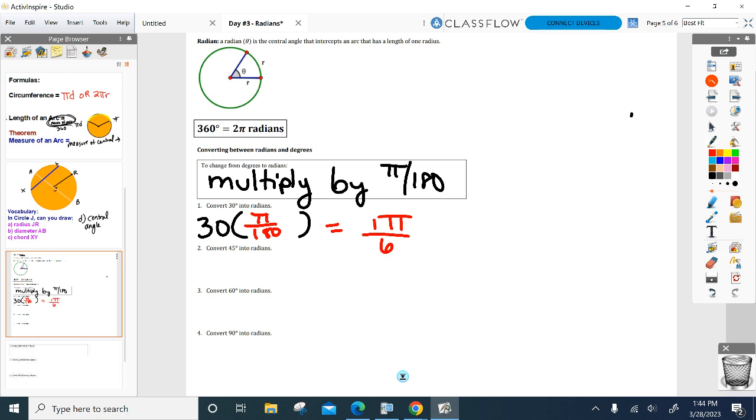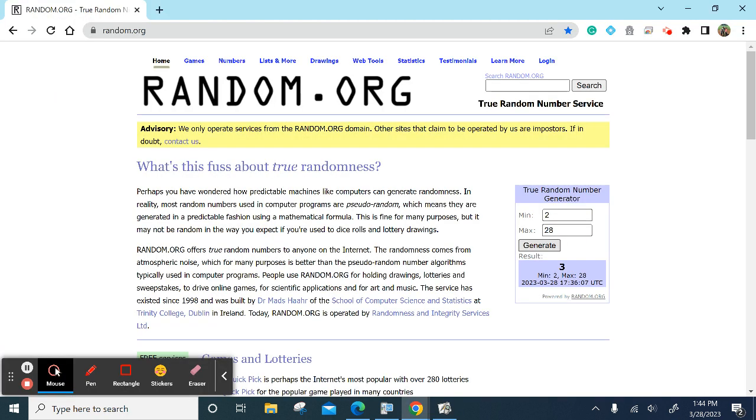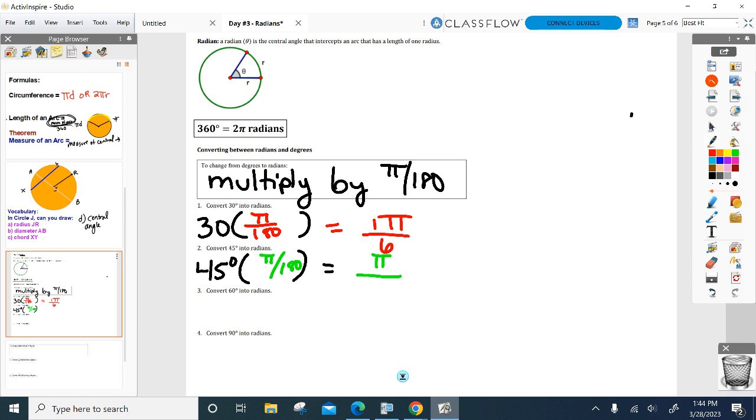All right, let's go to 45 degrees. So if I have an angle of 45 degrees, multiply by pi over 180. Again, anytime you're leaving a radian measure for me, leave the pi in your answer. What does 45 reduce down to? 1 pi over 4. Go ahead and try 3 and 4 on your own.